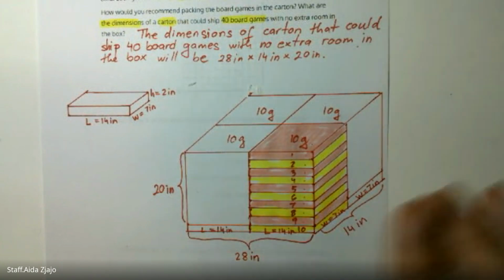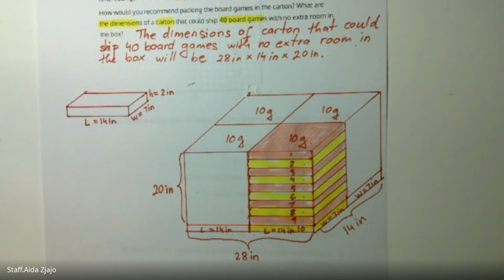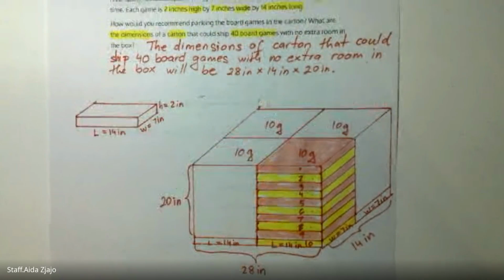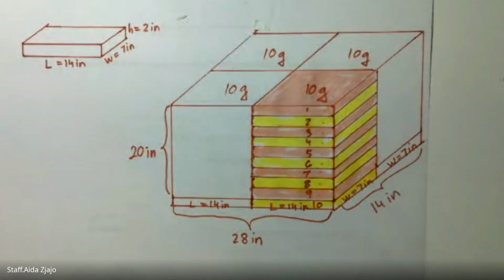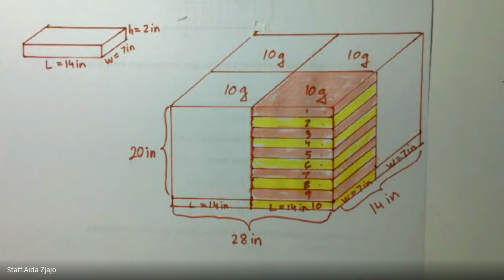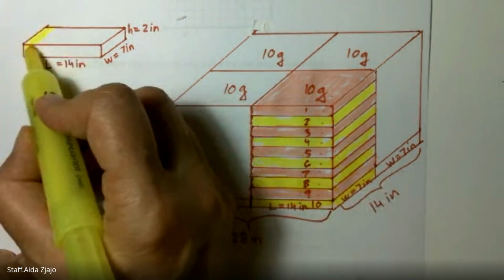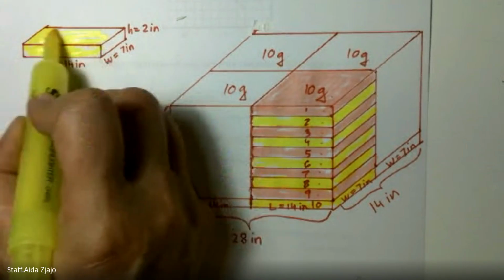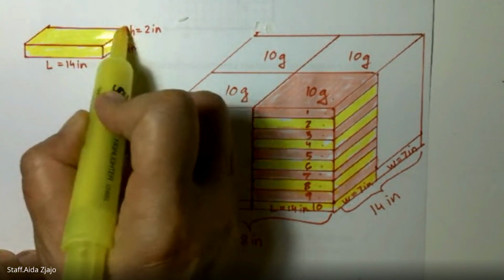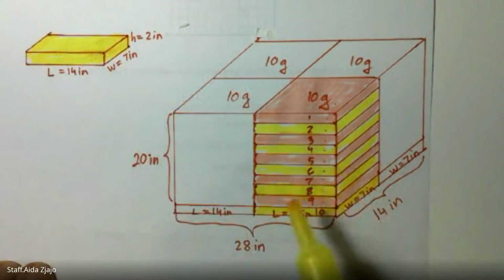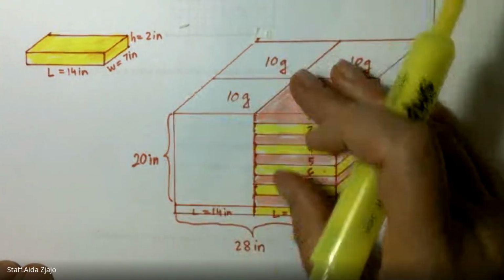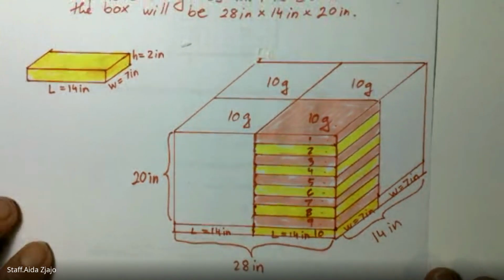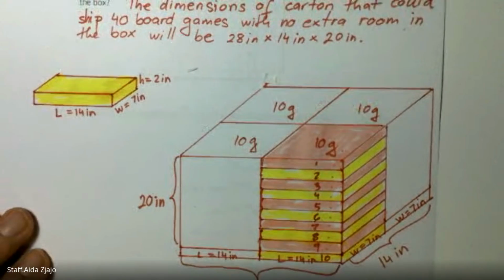All right, guys. Sorry for that. I hope you understand it. Mrs. Z was tired tonight. But overall, the picture is good. So if that is the game, we can fit 40 games in this box, which has dimensions 28 by 14 by 20, the big box, with no extra room in the box.